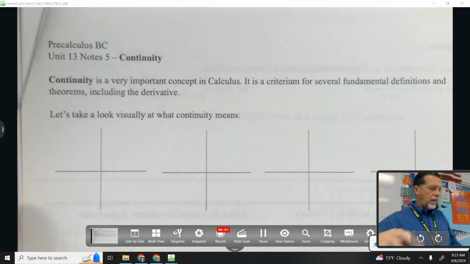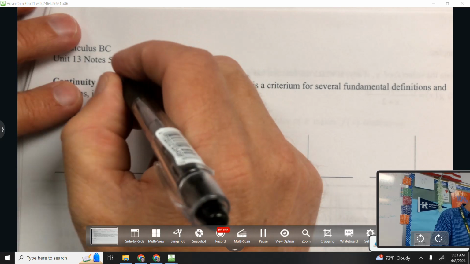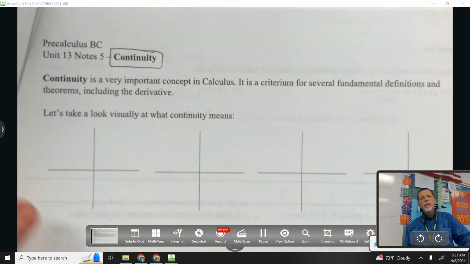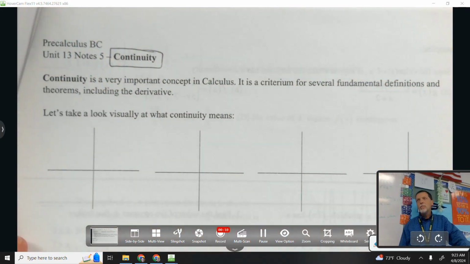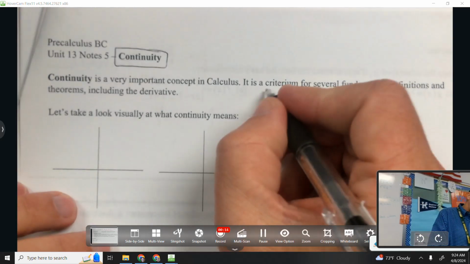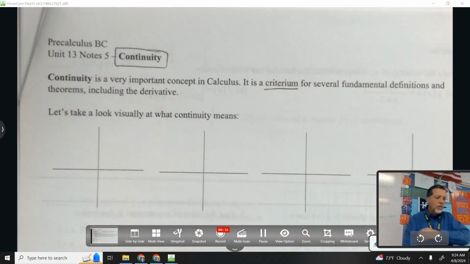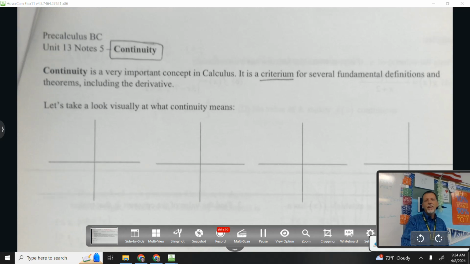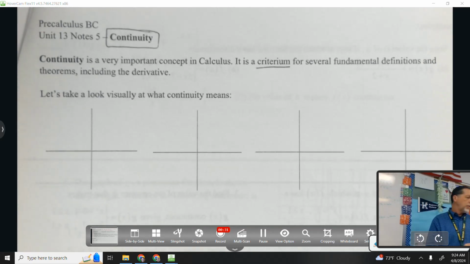A huge deal in calculus is continuity. Not that you have to prove it a bunch or say much about it, but it's a criteria for several definitions and theorems. So if things are continuous, then you can do some calculus things with them. If they're not continuous, then most of calculus you can't really even use. So it's like this underlying idea in calculus that is hugely important.